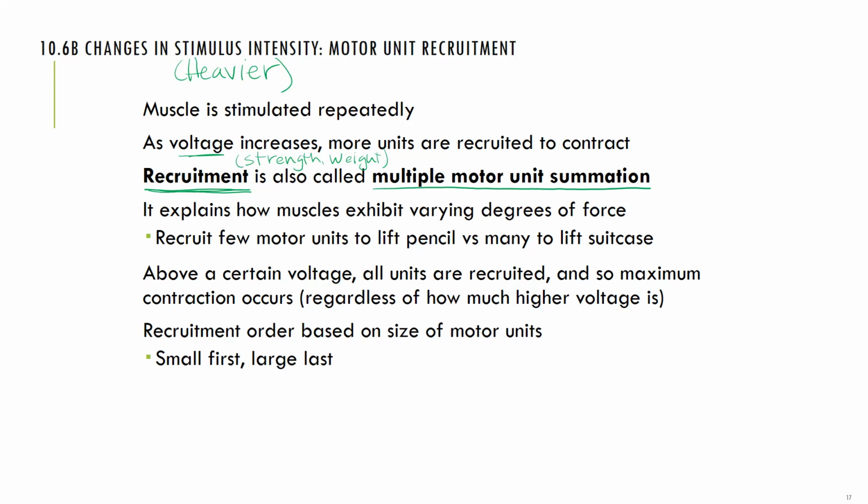Or let's say in the beginning, our brain decides how many motor units to recruit before it even picks up something. And so that, like it says right here, explains how muscles exhibit varying degrees of force. So when we recruit just a few motor units, then we're just going to lift something light. But if I want to lift the suitcase with the same muscles, I am going to have to use more motor units. I have to call more muscle fibers into play. But we're only going to recruit whatever number we need to do the job.